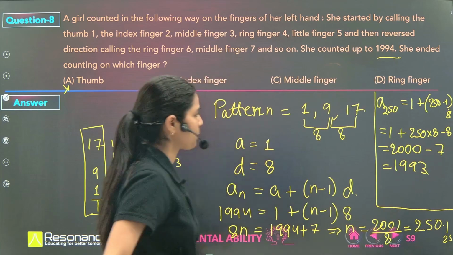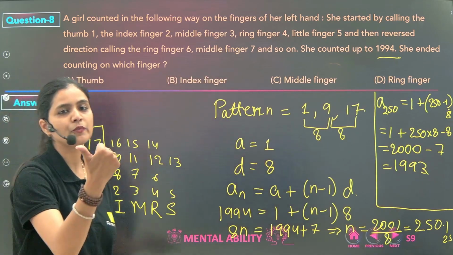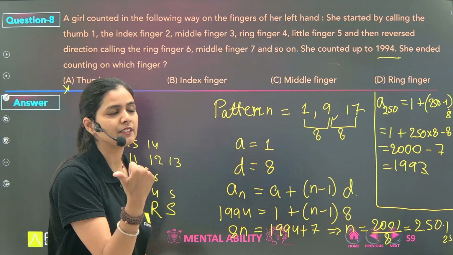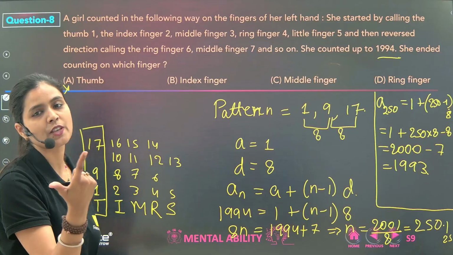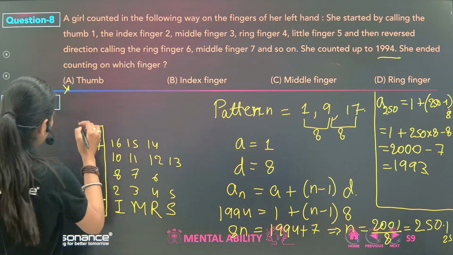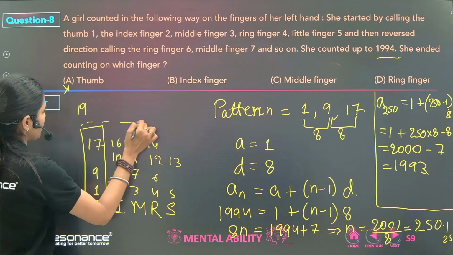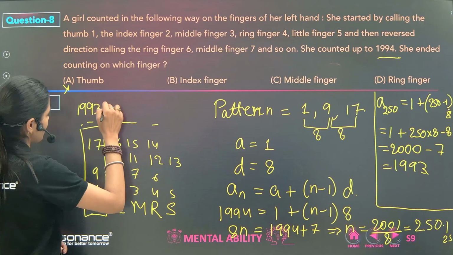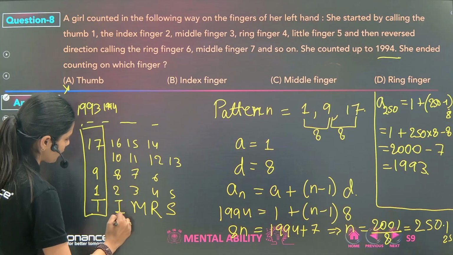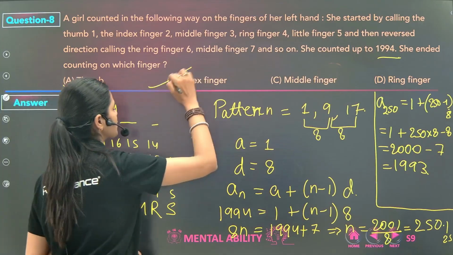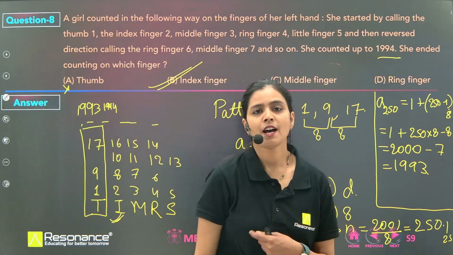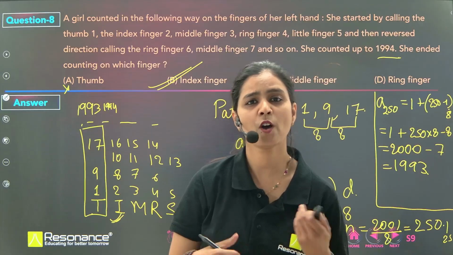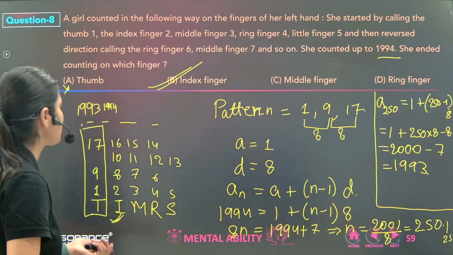That means on the thumb we are getting 1993. So if 1993 is coming on the thumb, that means 1994 should be coming on the index finger. That means the index finger is our correct answer. Are we clear? This is how we solve this type of arithmetic questions.